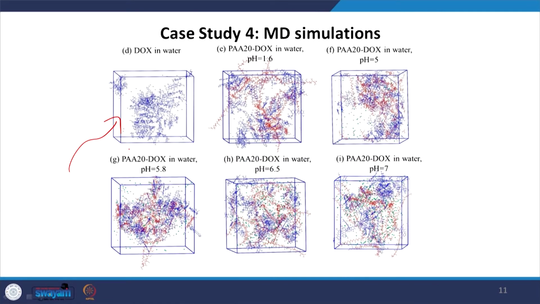The next thing we do is we start putting in the drug as well there. And in this case, what we do first is I simulate one case where we have only dox in water, that is the doxorubicin drug in water. And we find that the doxorubicin tend to aggregate in water. When I add polymer, now since doxorubicin is positively charged, they will tend to form complex with PAA because PAA is negatively charged, and that complexation actually increases as the polymer charge increases. And this is indeed what we see. We see that the complexation increases as the fraction of charge on the PAA increases.